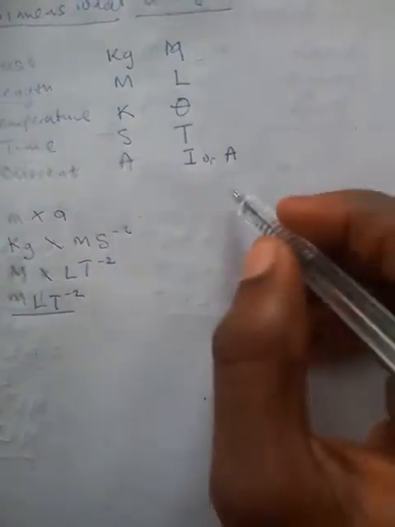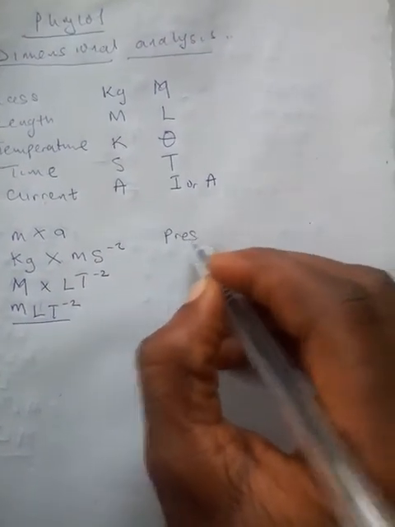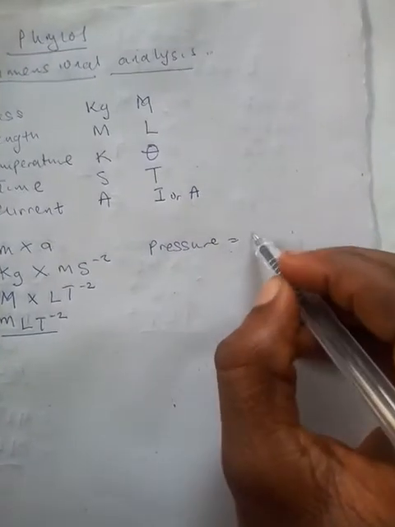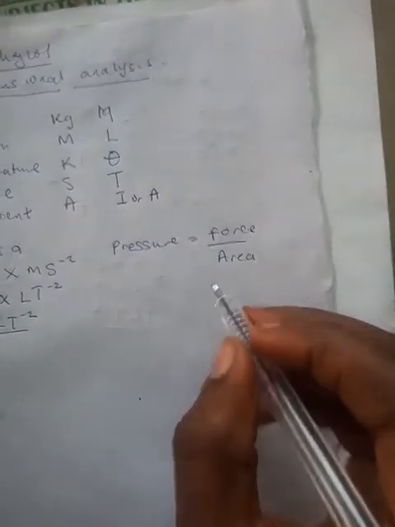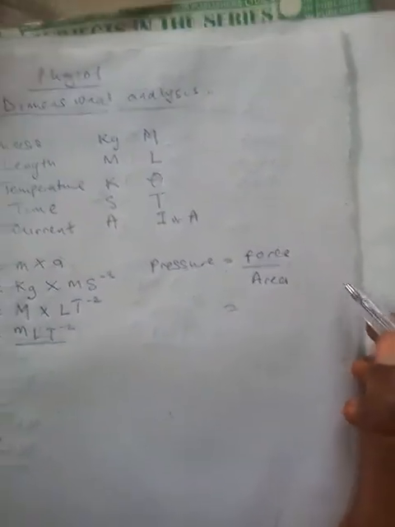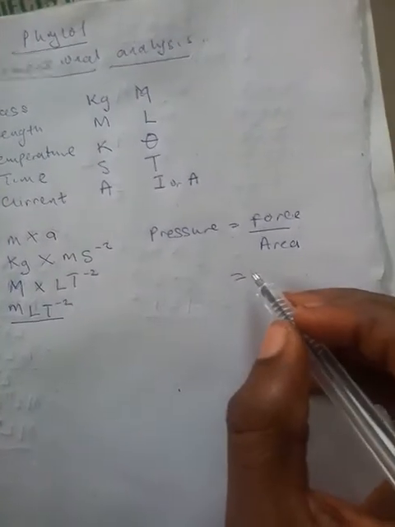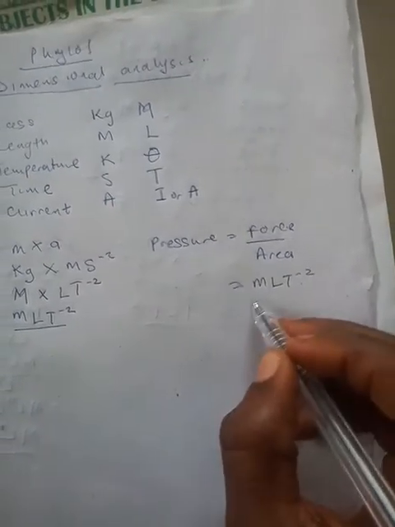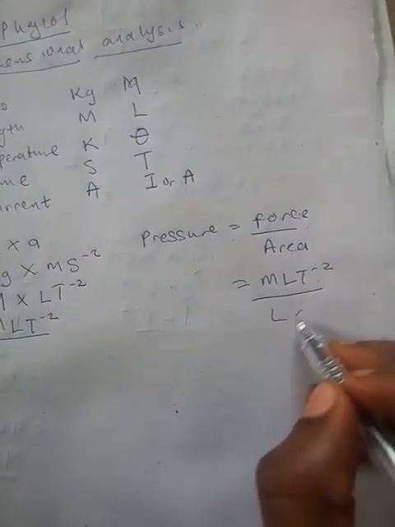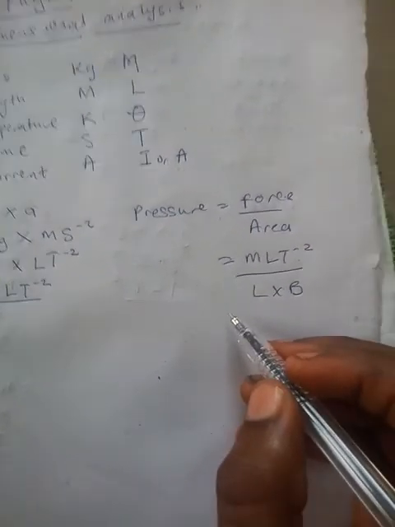Another common one we know is pressure. Pressure equals force over area. Since we already have our force, we don't need to go over the step again, but if you have not gotten it before, you can still do it. The dimension for force is MLT minus 2 over area. Area is length times breadth.